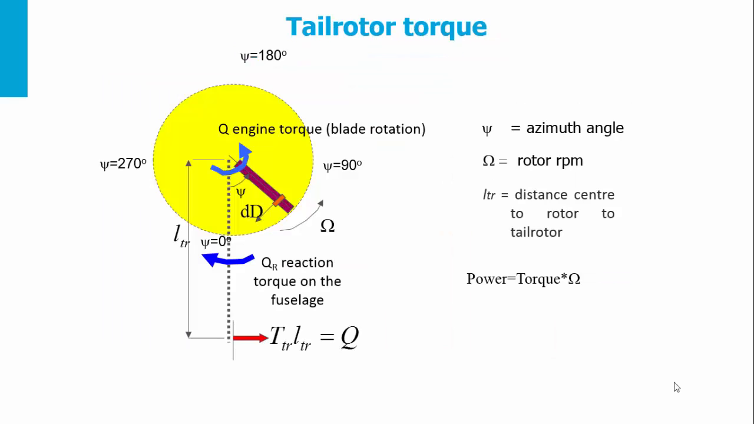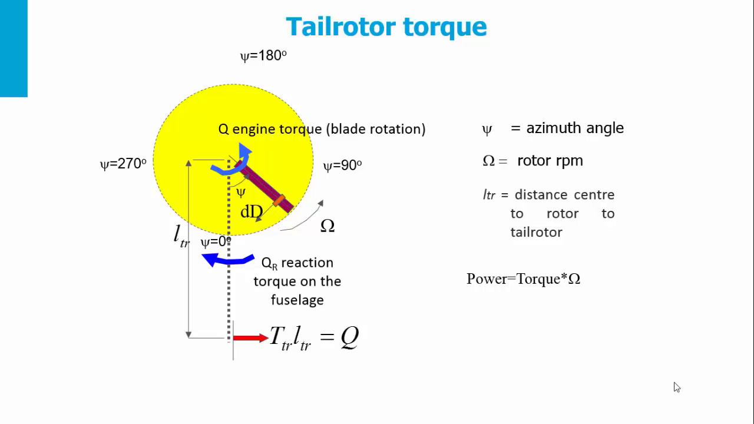Let's see what this torque is that we need. Assume a helicopter seen from above and assume Q is the engine torque. In this way, a reaction torque QR will be born on the fuselage. Assume the helicopter rotor is rotating counterclockwise with an RPM omega.